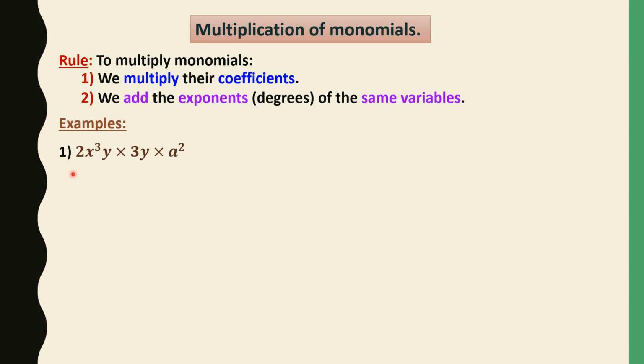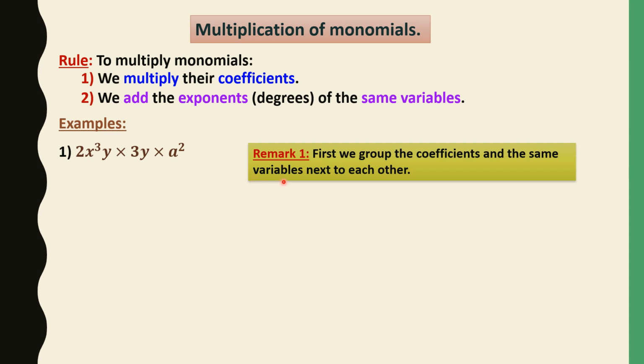Example 1: 2x cubed y times 3y times a squared. This is the product, or we are multiplying three monomials, 2x cubed y, 3y, and a squared. So how are we going to multiply the three monomials? First, remark 1, we group the coefficients and the same variables next to each other.